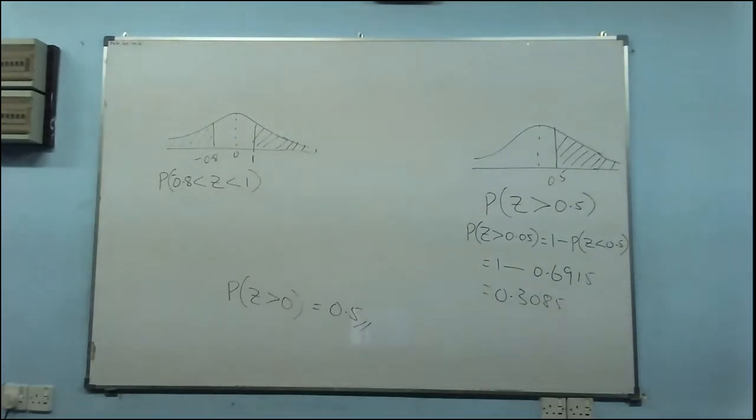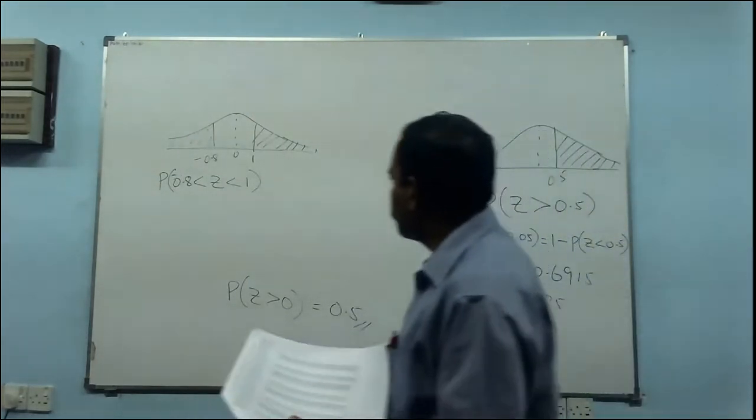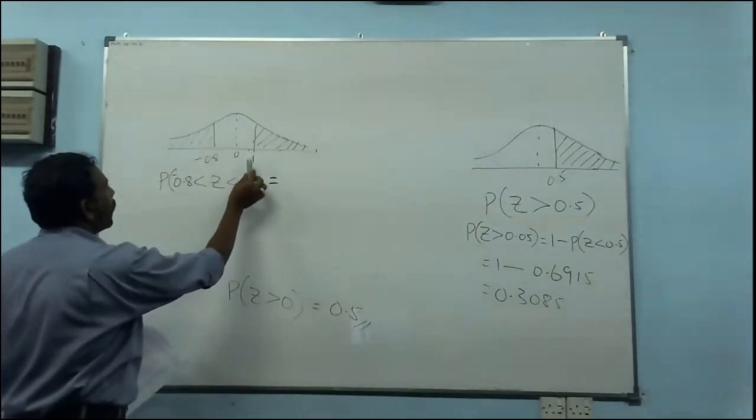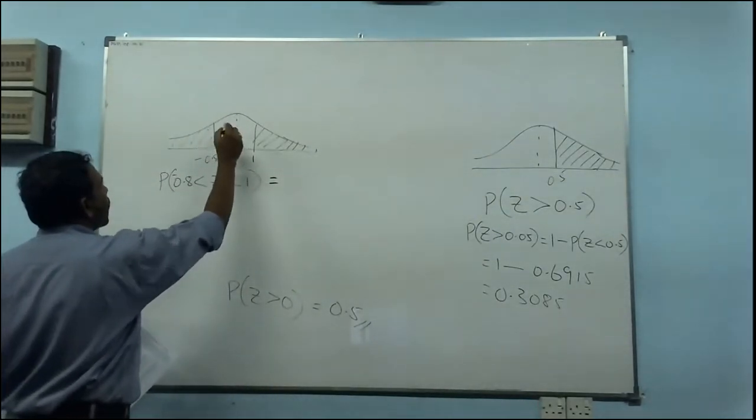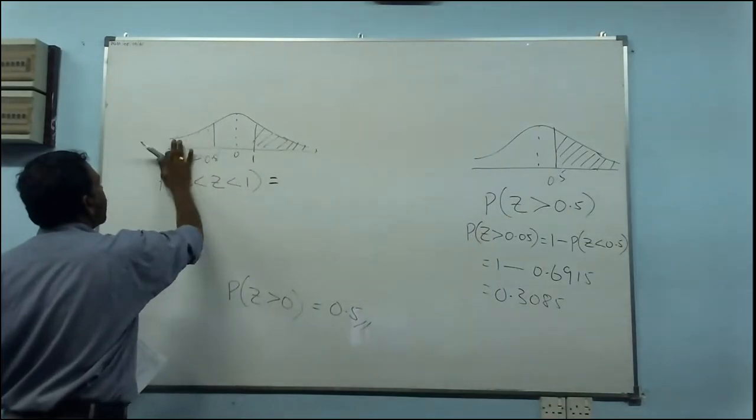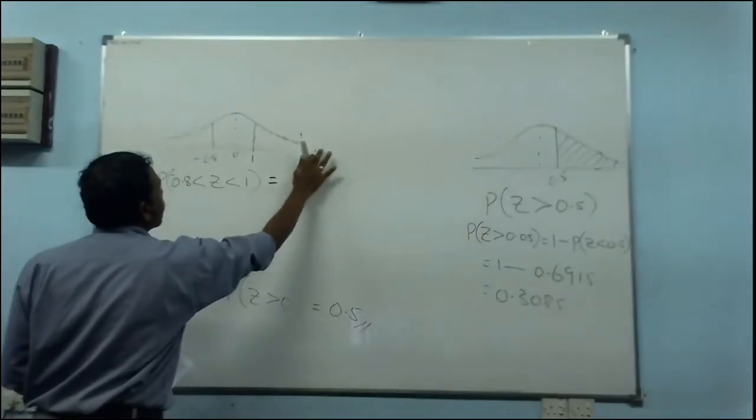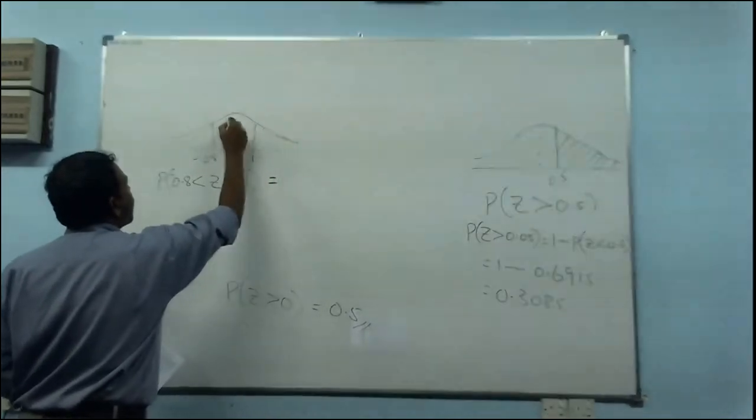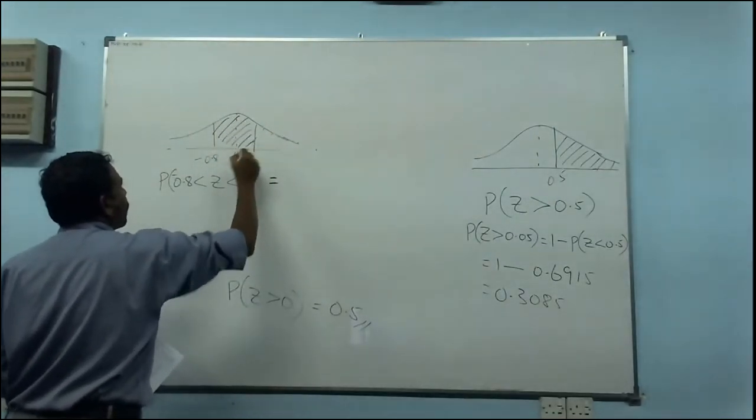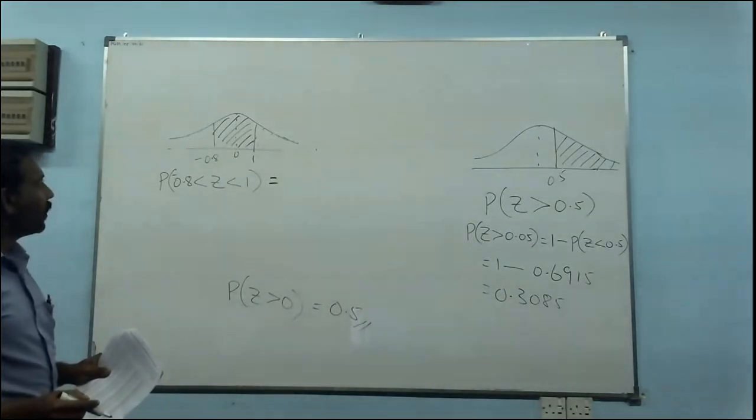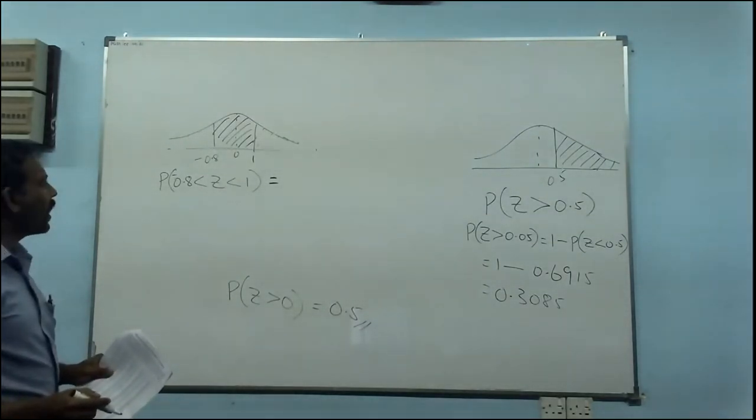Considering the whole area is 1, how can we write that? Here we are worried about this area. I want to find out that area. All right? So how can we rewrite that?